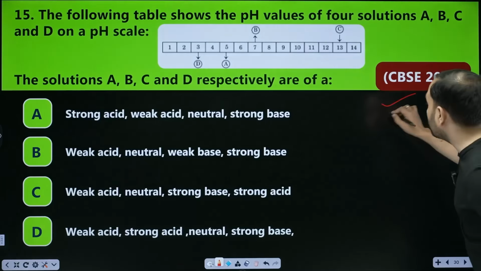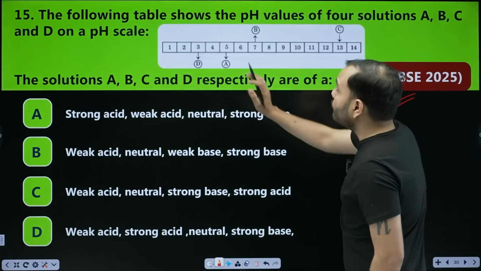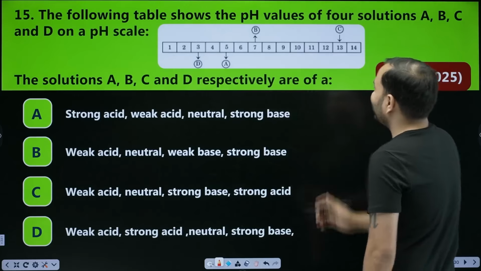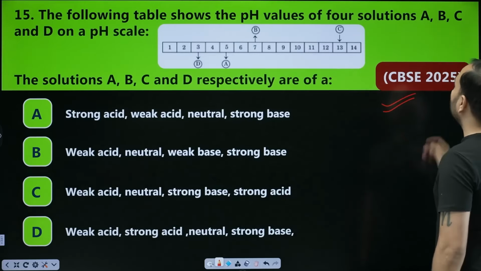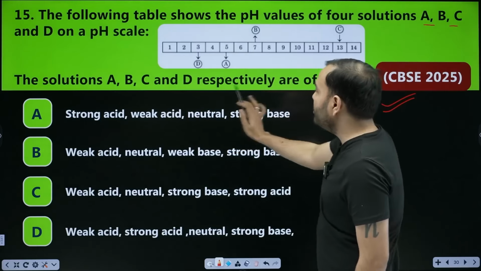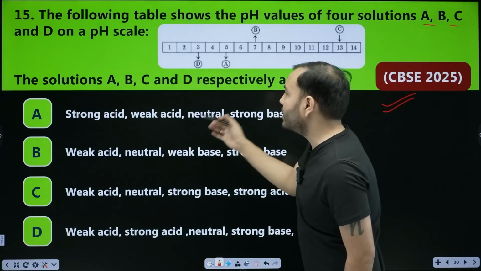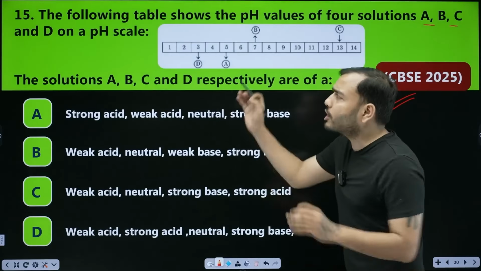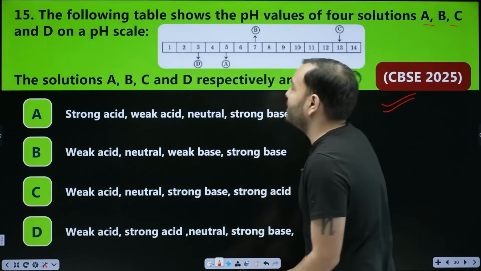Next, CBSE 2025, this came in the boards last year. Let's see. The following table gives the pH value of 4 solutions A, B, C, D on the pH scale. The solutions A, B, C, D are strong acid, weak acid, neutral, strong base. What are they? Do pause the video once and comment down the answer to question 15. It will be done easily.